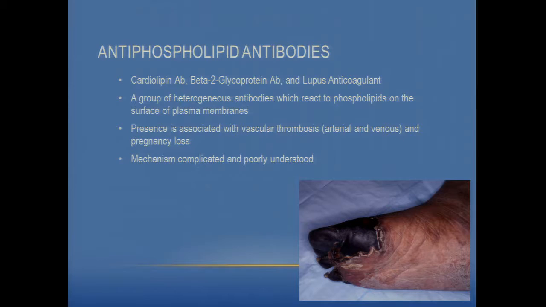Now, I put down here the mechanism is complicated and poorly understood, but I will briefly tell you that there are several different mechanisms by which antiphospholipids cause thrombosis. They interact with the vascular endothelial lining, and they interact with the surface of platelets, and they can also interrupt the normal complement activation pathway. And by these distinct mechanisms, they can damage the endothelial lining, they can activate and aggregate platelets, and they can disrupt the complement system, all leading to vascular thrombosis. The picture here is just to remind us what happens in arterial thrombosis when you cut off blood supply to the distal extremities. Again, I'm mostly talking about venous thromboembolism here today.